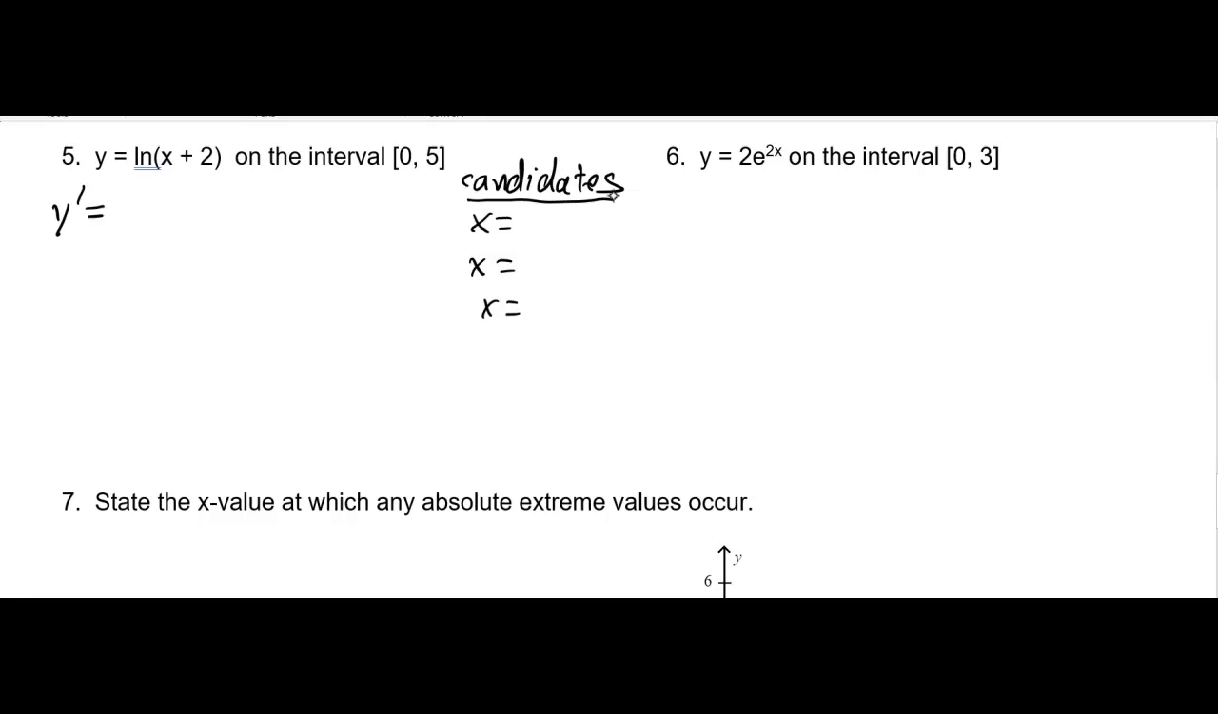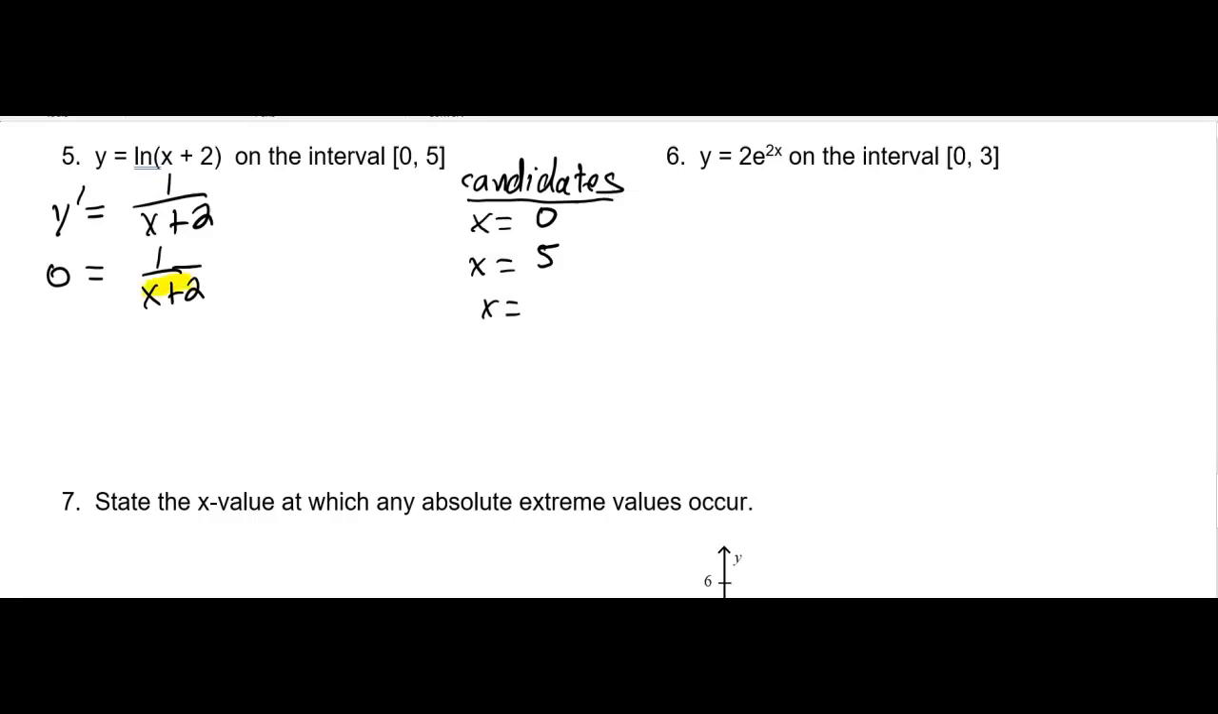All right, with absolutely no work. You have endpoints, so 0 and 5 right away. With absolutely no work, we can list those. The other 2 you're going to get from your derivative. So you're going to do 1 over the x plus a 2. And then we do 2 things. We set it equal to 0 and then try and solve that equation. And then we also look to see if there's any x value that makes this undefined.